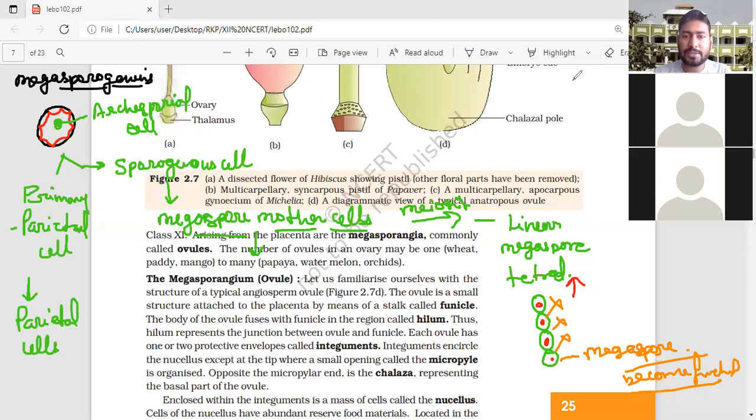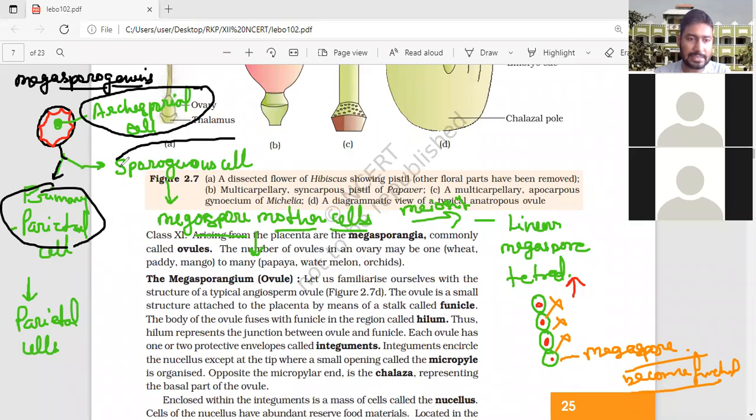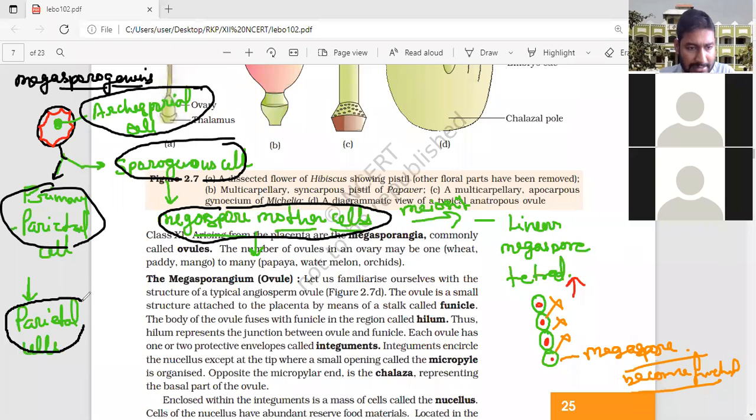I'm going to revise again. Just look, try to clear your concept. Firstly, these cells are the archesporial cells, and these archesporial cells will divide. They form two structures. One is called the primary parietal cell. The second is the sporogenous cells, or mother cells. The primary parietal cells are going to convert into the parietal cells.